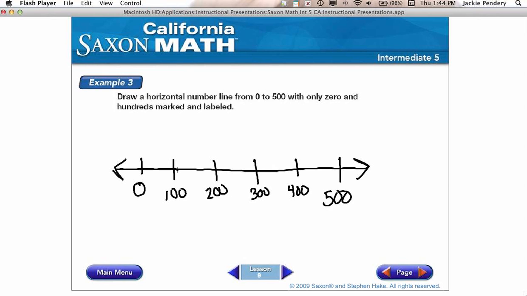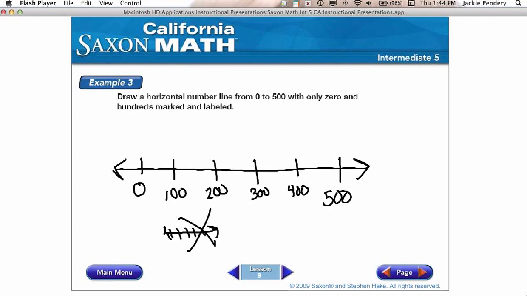400. So here's my number line, horizontal, arrow at each end. My tick marks evenly spaced, or as evenly as I can get them, and labeled only the hundreds: 0, 100, 200, 300, 400, 500. Make sure when you're drawing your number line that you make it nice and big. Don't squish it up really small and try and get all of those numbers in there, because it's going to be difficult to read. Use your paper and make it nice and big.